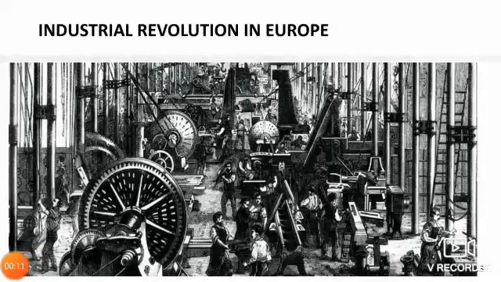Now, the Industrial Revolution in Europe. The Industrial Revolution started in England around 1750 and soon factory production spread to France, Holland, Germany, Spain and Russia. Countries like England and Germany, which had large reserves of coal and other minerals, took the lead in developing new industries.